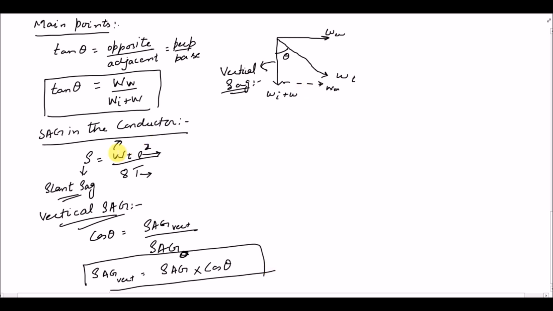So these were the main points from the last lecture. If you have to find the angle at which the total weight is actually acting, then you just have to use the formula tan theta is equal to weight introduced by the wind pressure divided by the total weight that is acting vertically downward. And for the calculation of sag, you can use the total weight, but this particular sag is known as slant sag because it is using the total weight, which is actually acting at an angle theta. And if you have to find the vertical sag, it is cos theta is equal to sag vertical over sag that is at an angle theta. So for the calculation of vertical sag, you just have to multiply cos theta, theta is the slant angle, with the sag that is calculated by this formula.